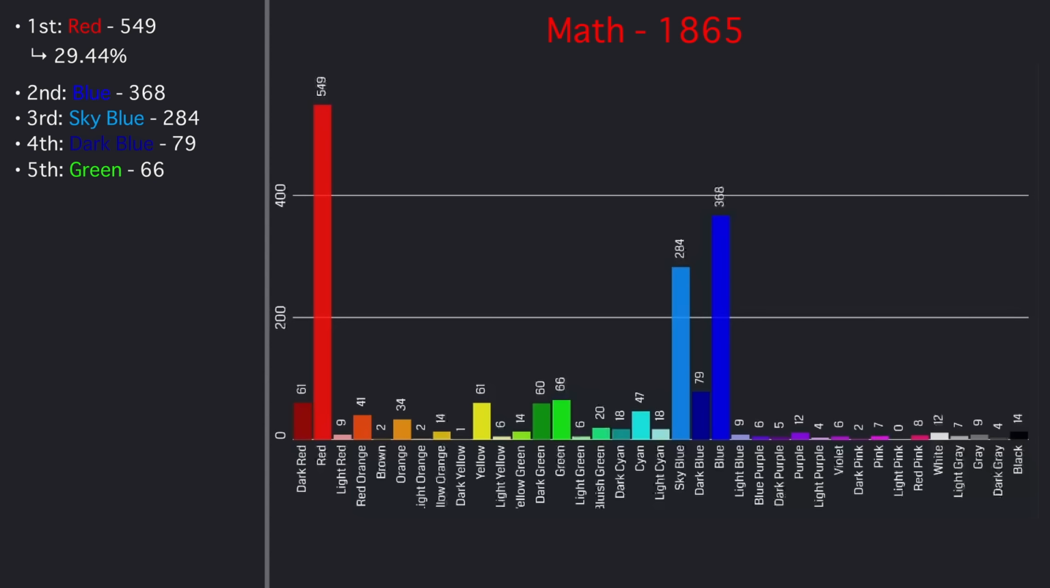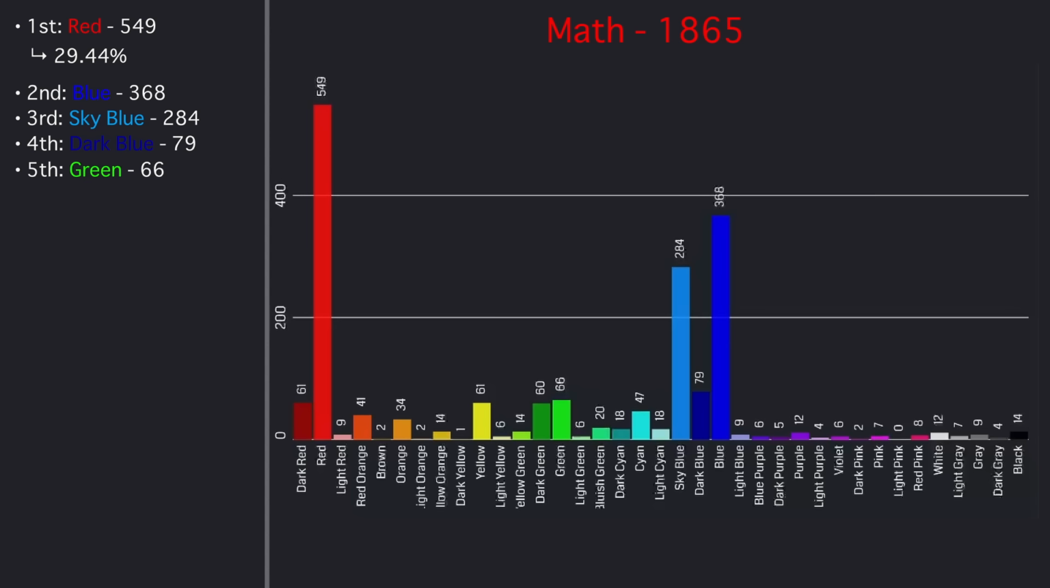So red clearly wins here, but again, a lot of people chose sky blue instead of regular blue, likely because it was a bit less intense of a color, so if we were to add those together, blue actually beats red. So, is math red or blue? Results inconclusive. I'm going to treat math as red for now though.